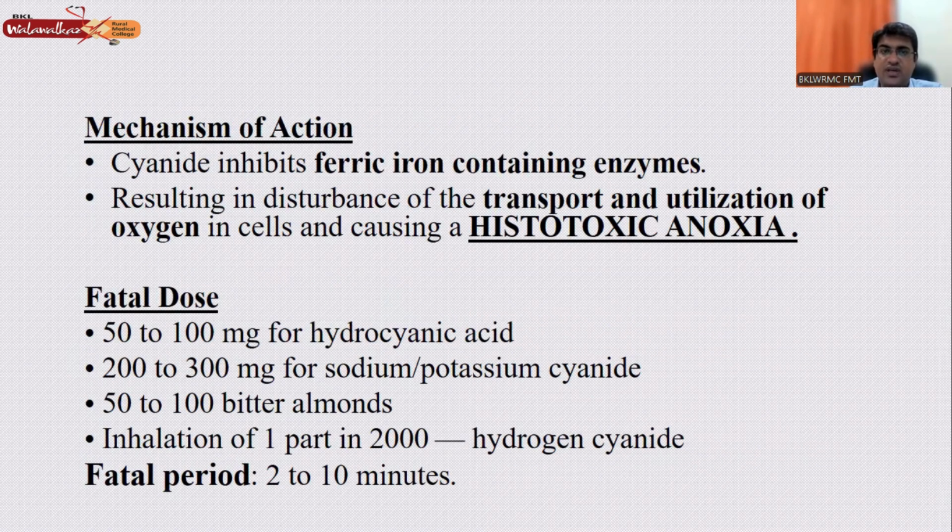Then what is the mechanism of action? Cyanide inhibits ferric ion containing enzymes. That's why it may cause histotoxic anoxia. Remember, this histotoxic anoxia is caused by cyanide poisoning. Then what are the fatal doses? 15 to 100 milligram of hydrocyanic acid, 200 to 300 milligram of sodium or potassium cyanide, and 50 to 100 bitter almonds may be fatal. The most dangerous form is inhalational. One part in 2000 hydrogen cyanide may be fatal. Then what is the fatal period? 2 to 10 minutes is the fatal period.